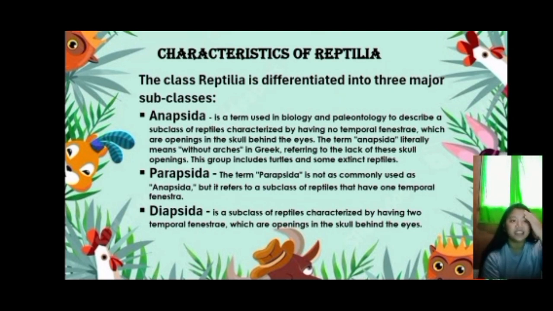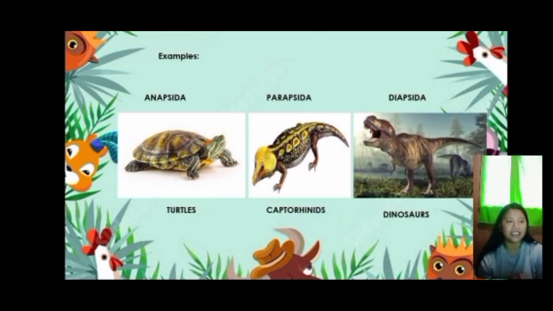Parapsida is not as commonly used as Anapsida, but it refers to a subclass of reptiles that have one temporal fenestra. Anapsida have no temporal fenestrae, while Parapsida have one temporal fenestra. And last is Diapsida, a subclass of reptiles characterized by having two temporal fenestrae, which are openings in the skull behind the eyes. So the Anapsida have none, the Parapsida one, the Diapsida two.